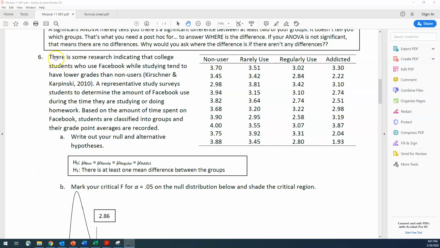So remember, the problem here is that some research indicates that depending on how often you use Facebook, you might have higher or lower grades. And so we've collected here 4 groups of students: non-users of Facebook, rare users, regular users, and those who are addicted to Facebook. And then we've computed their grade point averages. So each of these groups has 10 students, and their GPAs are listed in the columns underneath those category headings.